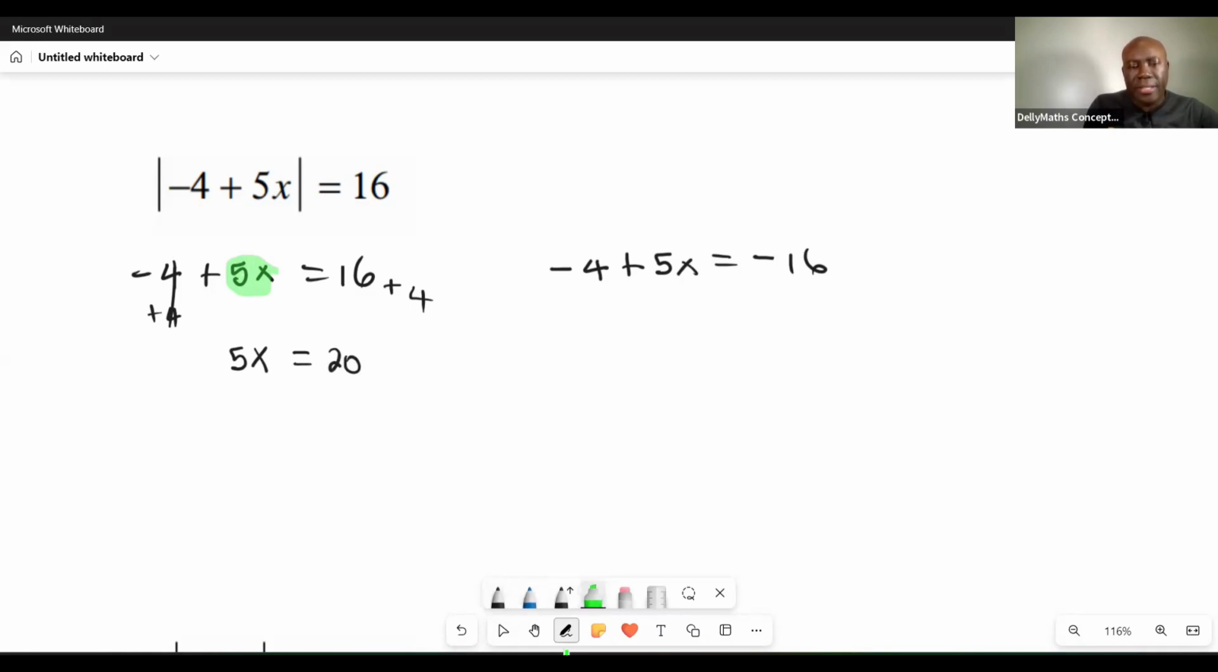Remember, my intention is that I need to find x. 5 is being multiplied by x, so what I have to do here is divide both sides by 5. So 5 into itself is 1. As you can see, 1 times x is x. But remember, whatever I do on one side, I have to do to the other side. So I must divide 20 by 5.